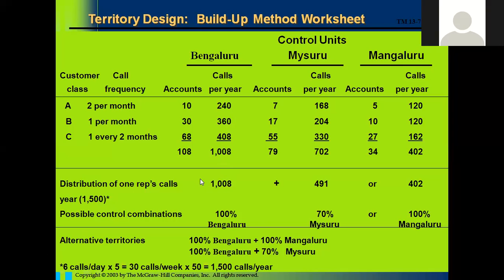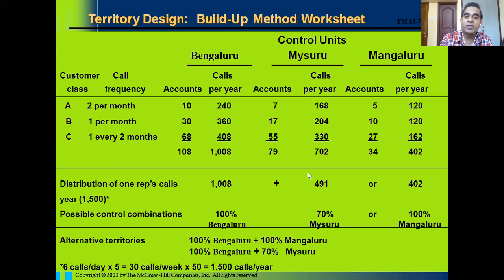Then we can go on adding. What are the sales calls possible in control unit Mysuru per year? 702. So if we add 100% of Bengaluru, 1,008 calls, plus 702 calls, what will be the total? 1,710, sir. It is far more than the 1,500 sales calls possible per rep per year, correct? Yes, sir. So you have to reduce that.